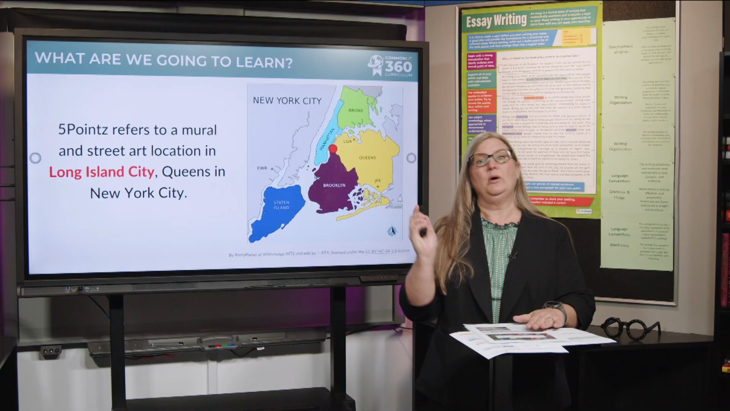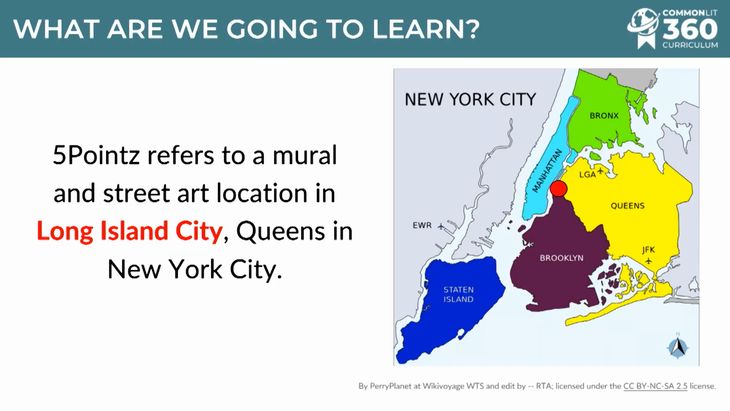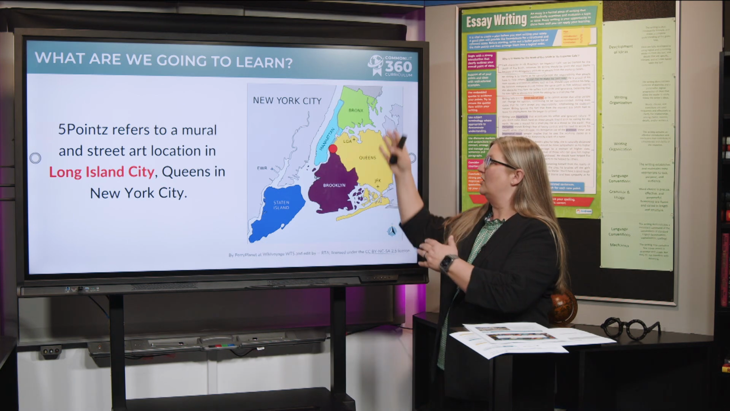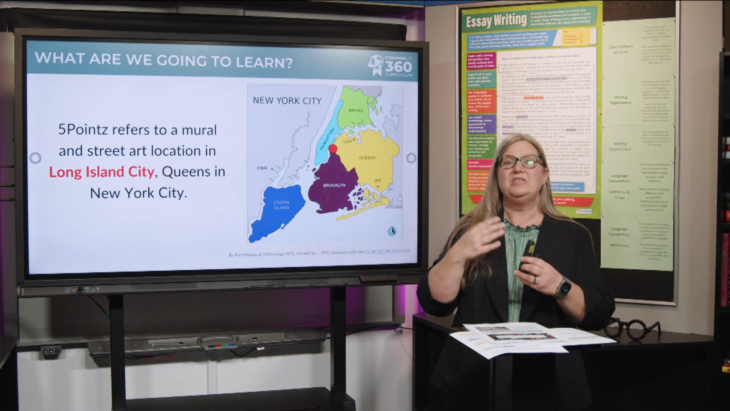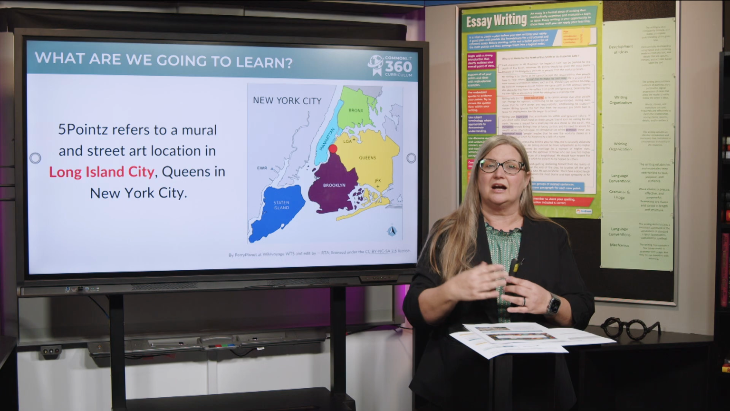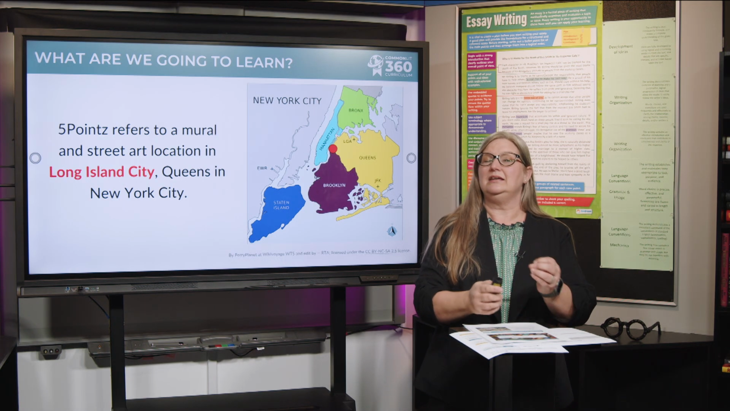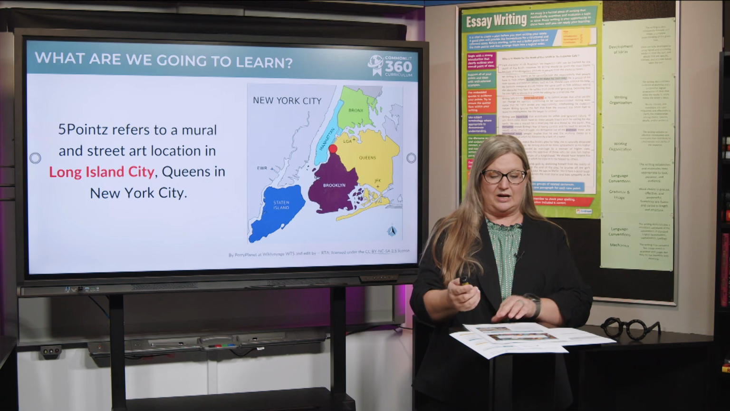5 Points refers to a mural and street art location in Long Island City, which is in Queens in New York City. You can see on the map where that is. It's between Brooklyn, Queens, and Manhattan, right there on Long Island. That will show you where this particular incident happened and the details of that story.